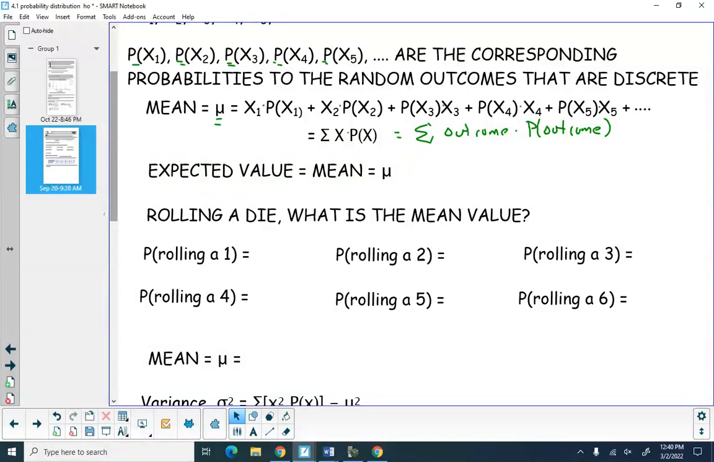Taking a look at this, we have rolling a die. If we roll a die, we should have a 1/6 probability of getting each face upwards. To calculate the mean, we take the outcome and multiply it by the probability of the outcome.